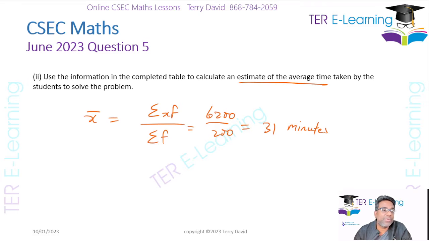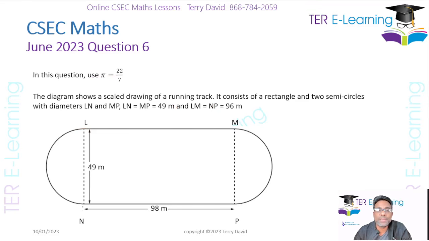All right, moving on to question 6 now. So question 6, we have a shape here. They told us to take pi as 22 over 7. Always take pi as whatever they tell you to take it as. The diagram shows a scale drawing of a running track. It consists of a rectangle and two semicircles with diameters LN and MP. So they give us some dimensions here, right?